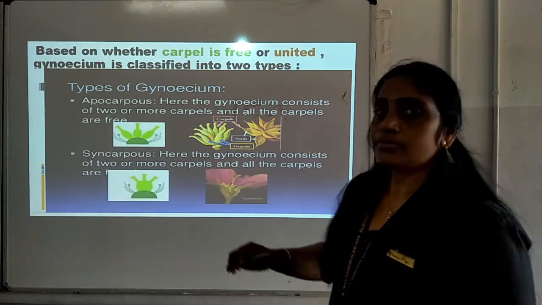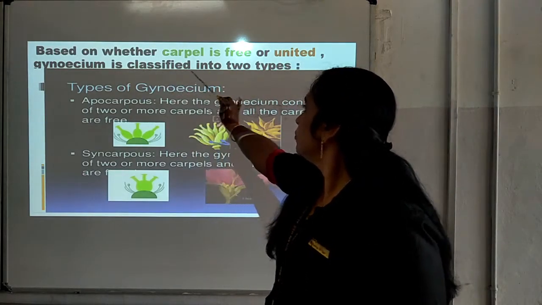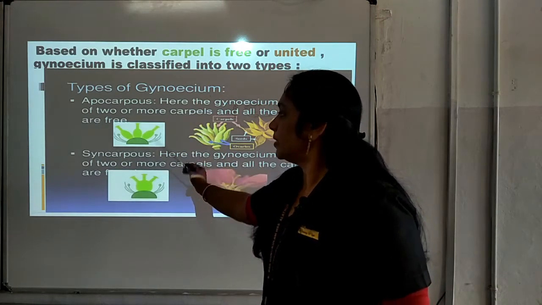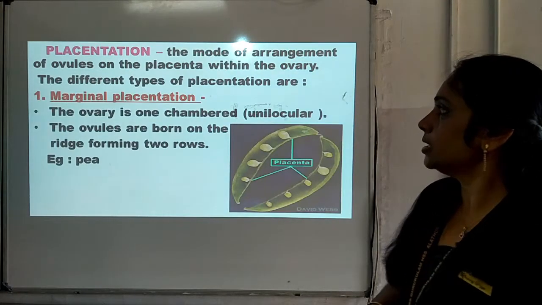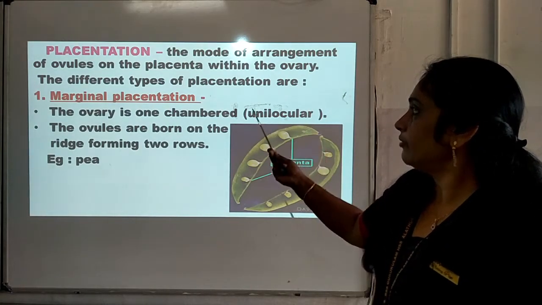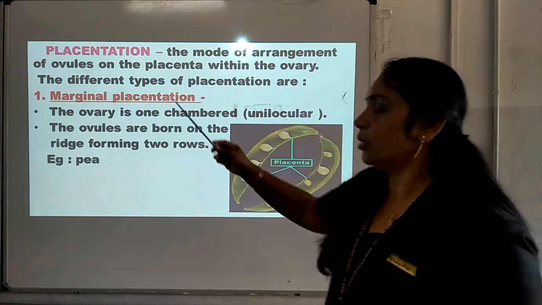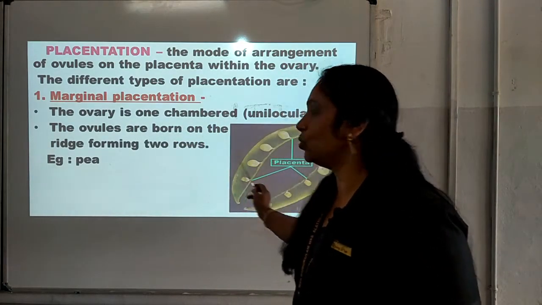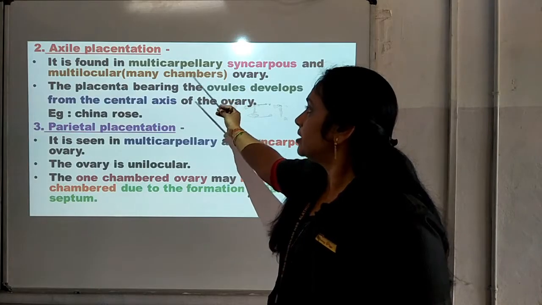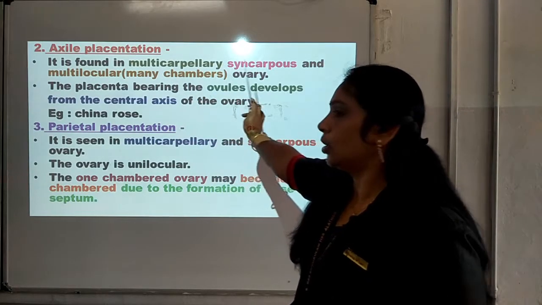Next, it has been said that based on whether the carpels are free or united, gynoecium is again classified into two types, apocarpous and syncarpous, and we have seen the figures related to apocarpous as well as syncarpous. That is also important. Next part is related to placentation. What is placentation? That also we understood, and there are different types of placentation. Number one is marginal. Here the ovary is one chambered, and the ovules are borne on the ridge forming two rows. This is the figure of marginal placentation. It's important. Next one is axile. Again we have seen the axile placentation. It is found in multicarpellary, syncarpous, multilocular ovary.